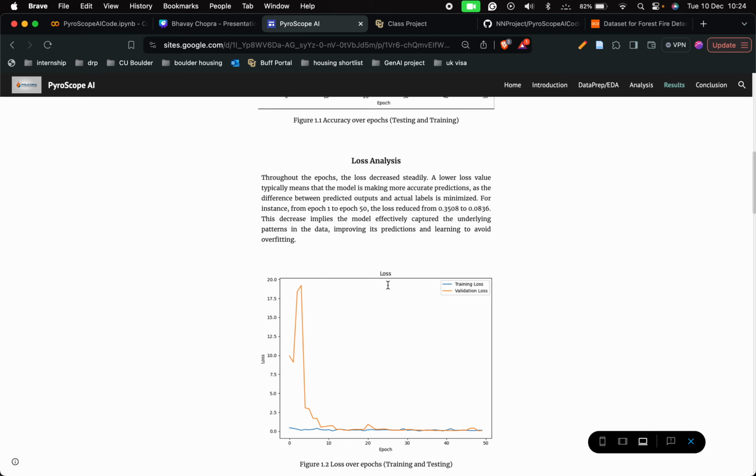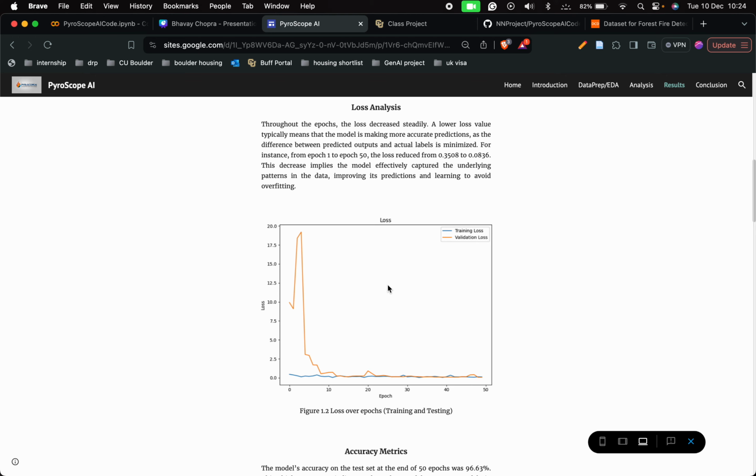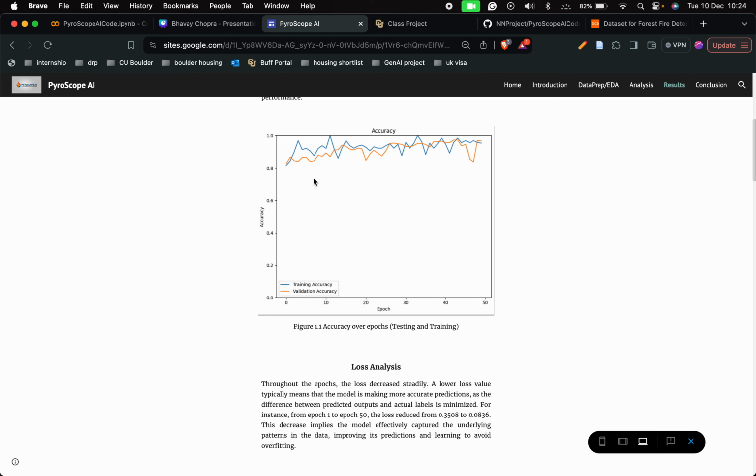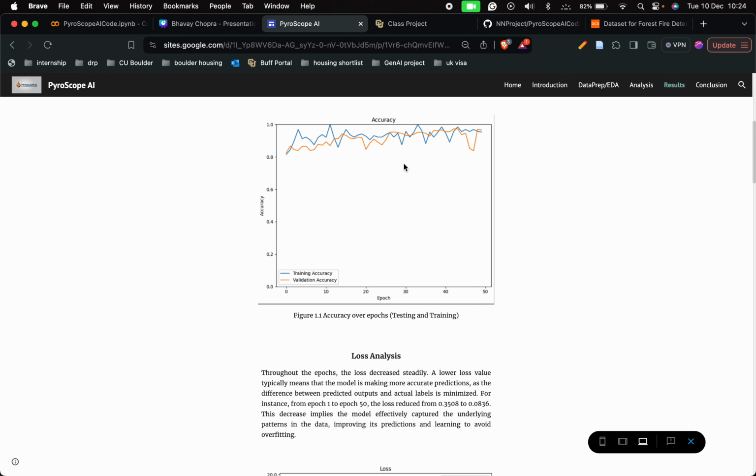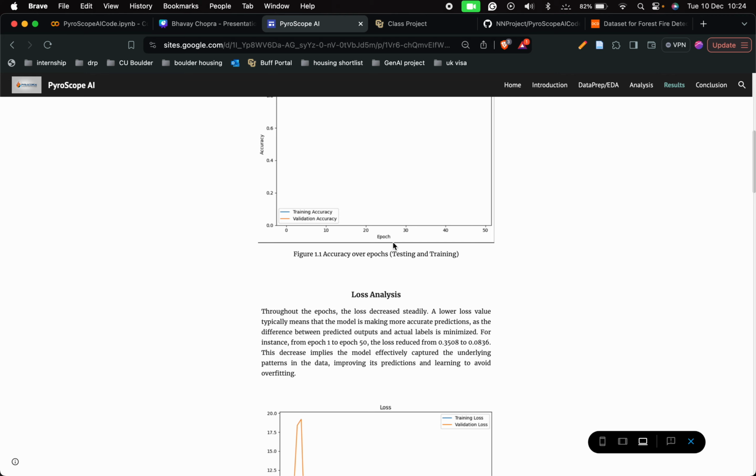And let's talk about the loss. The loss values dropped steadily from 0.35 to 0.08, which shows the model's growing efficiency in making accurate predictions. Validation accuracy followed a similar trend, as you can see with the orange line over here, which increases from 95% to 96.63%, highlighting the model's strong generalization capability to unseen data.